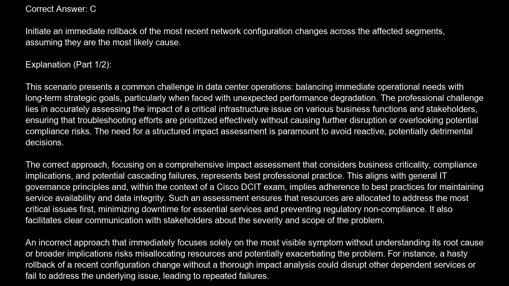The correct answer is C. Initiate an immediate rollback of the most recent network configuration changes across the affected segments, assuming they are the most likely cause. Explanation. This scenario presents a common challenge in data center operations, balancing immediate operational needs with long-term strategic goals, particularly when faced with unexpected performance degradation.